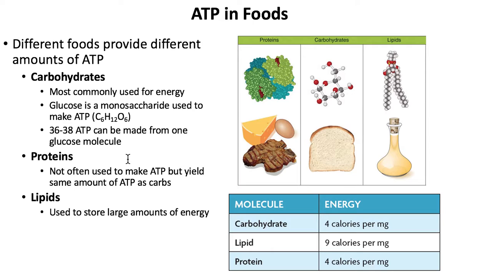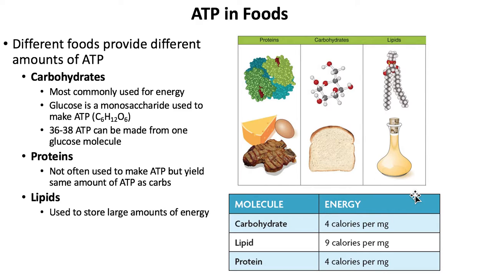Proteins can also be used to make ATP, and they make about the same amount of ATP as carbohydrates, but we typically don't use proteins for ATP. We use proteins for other things, but not to make ATP. And then lipids can actually store a huge amount of energy. For example, triglyceride can make almost 400 ATP.